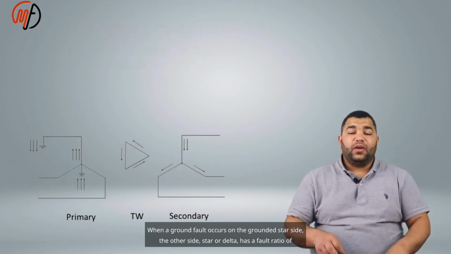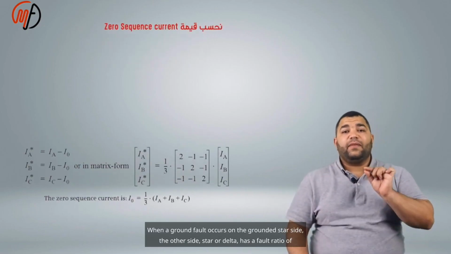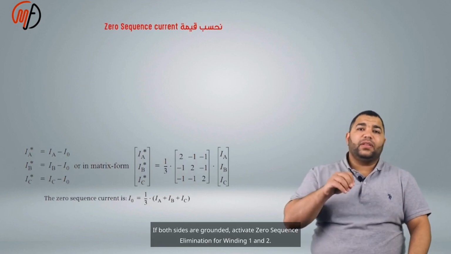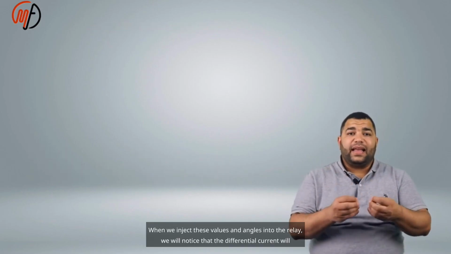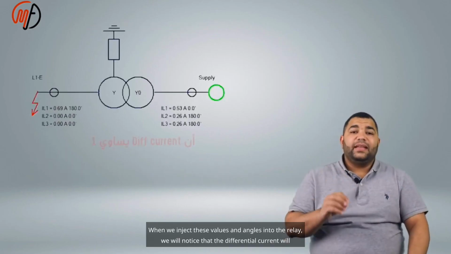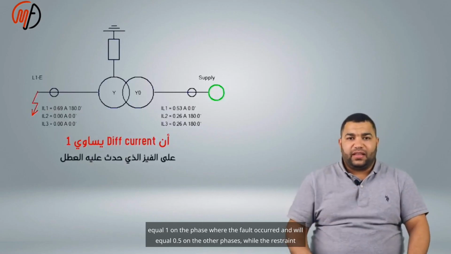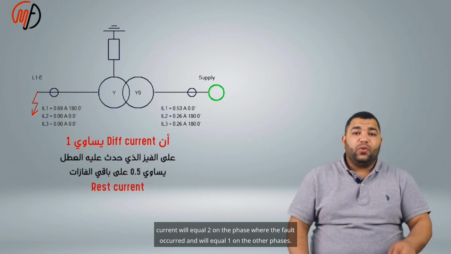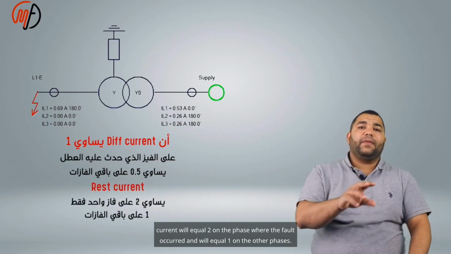When a ground fault occurs on the grounded star side, the other side, star or delta, has a fault ratio of 2-1-1. If both sides are grounded, activate zero sequence elimination for winding 1 and 2. When we inject these values and angles into the relay, we will notice that the differential current will equal 1 on the phase where the fault occurred and will equal 0.5 on the other phases, while the restraint current will equal 2 on the phase where the fault occurred and will equal 1 on the other phases.